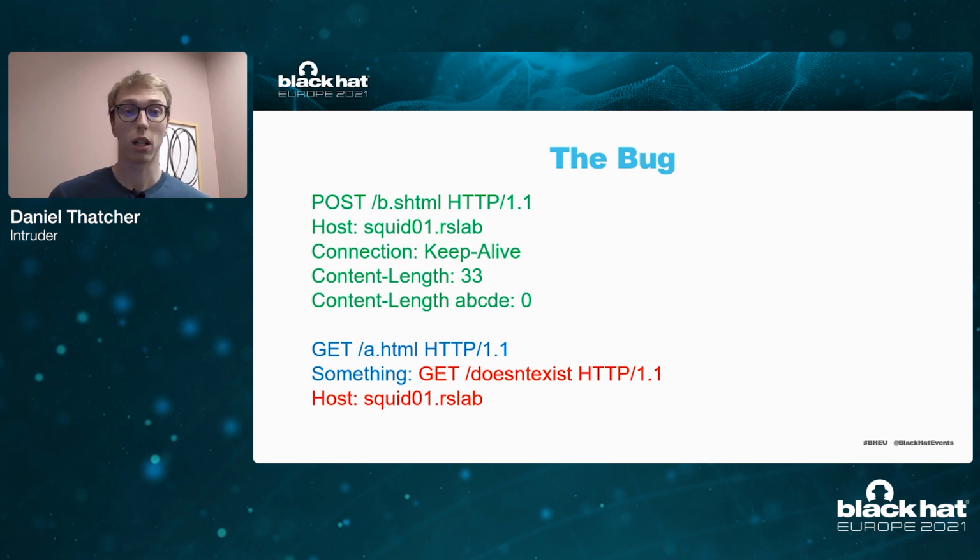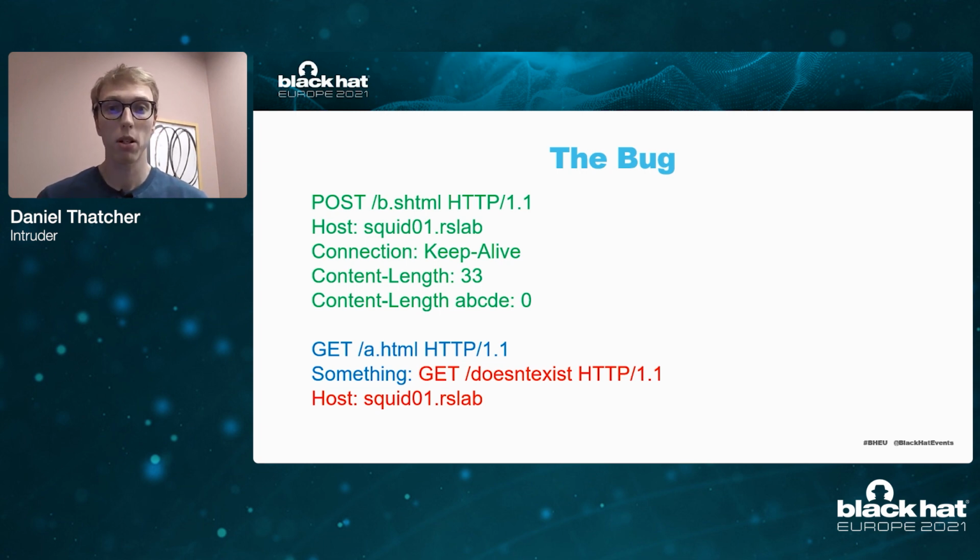Now, the bug that Amit Klein presented looks like this. We start with a fairly normal POST request shown here in green. The only slightly strange thing about it is we have two Content-Length headers: one unmutated Content-Length header, which says the length of the body is 33 bytes, and one mutated Content-Length header, which says the length of the body is 0 bytes.